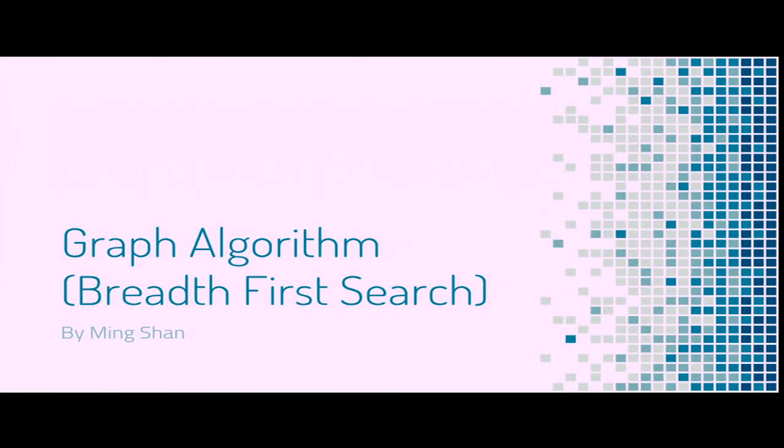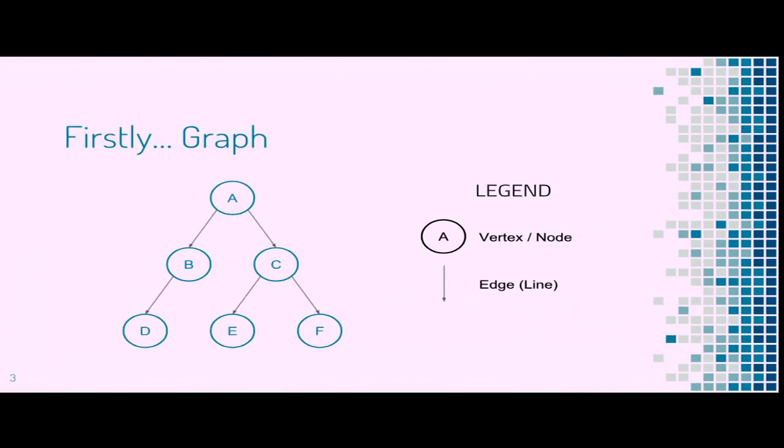What I'll be going through will be a graph algorithm. It's called the breadth first search. So essentially, the first question to come to us is, what is a graph? A graph is something similar to this, where you will have one node that can connect to the other nodes. The nodes are also called vertices, and the connecting lines are called edges.